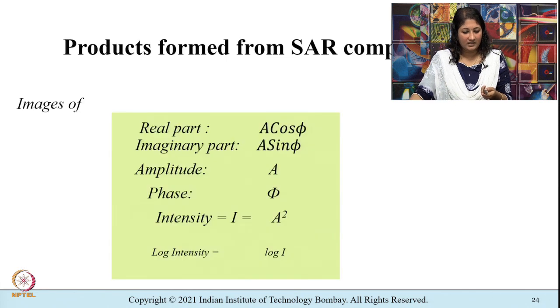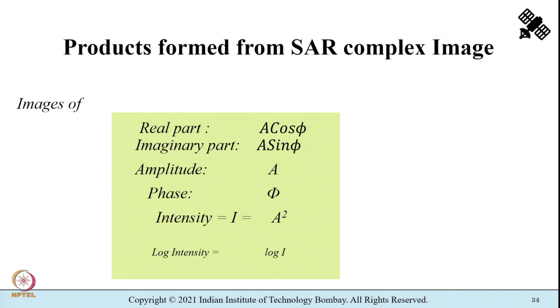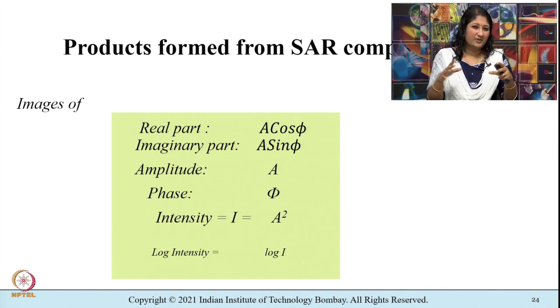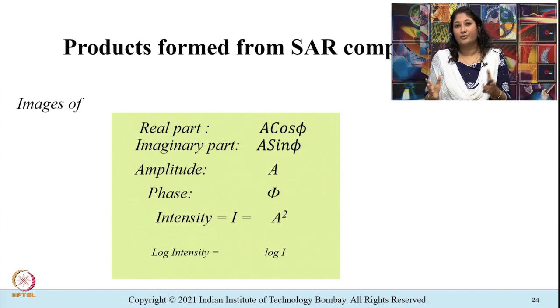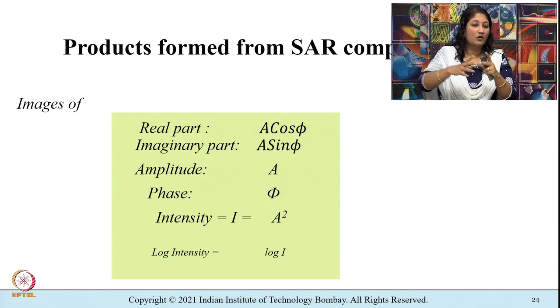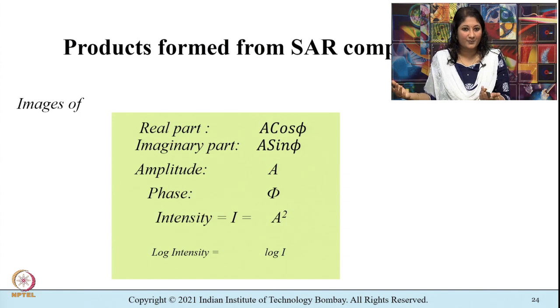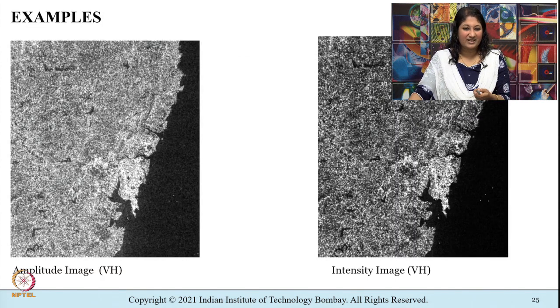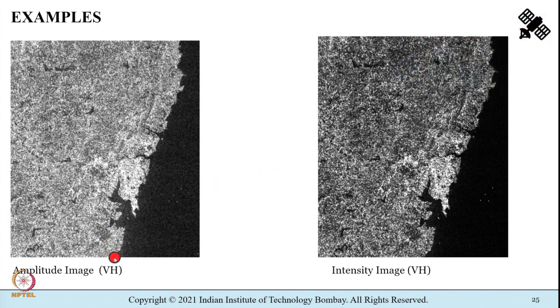Now, there are different types of SAR imagery, because from the complex image a variety of other products can be formed. For example, images of the real part, images of the imaginary part, amplitude images, phase images, intensity images, log intensity images, and so on. So using the complex image of SAR, we can create a variety of other products. Now here the use of intensity is synonymous with power or energy. So shown here is the amplitude image again from ALOS PALSAR data.